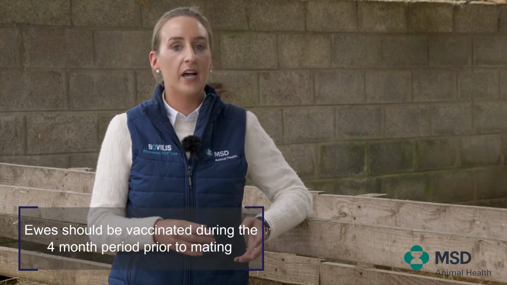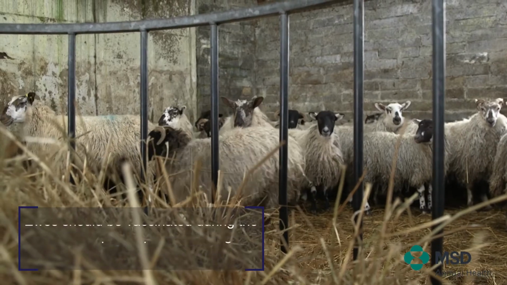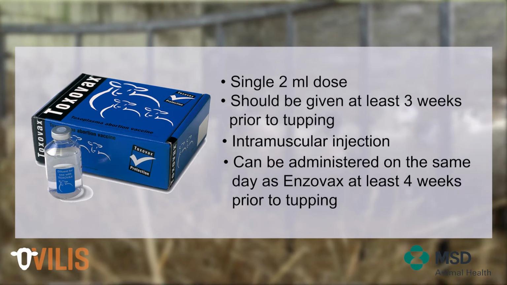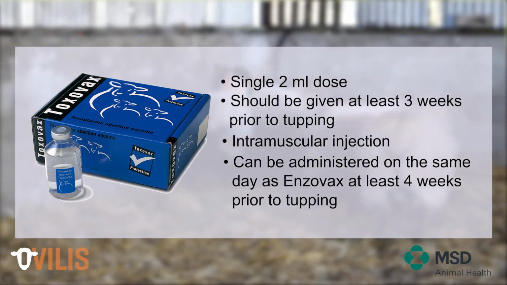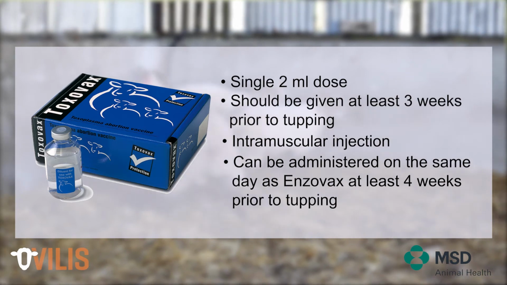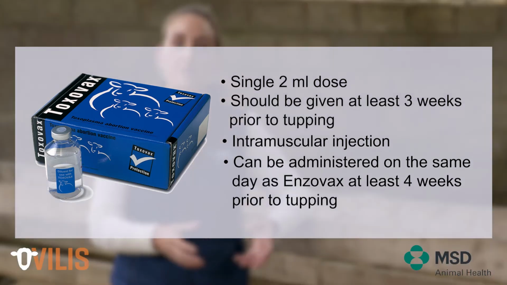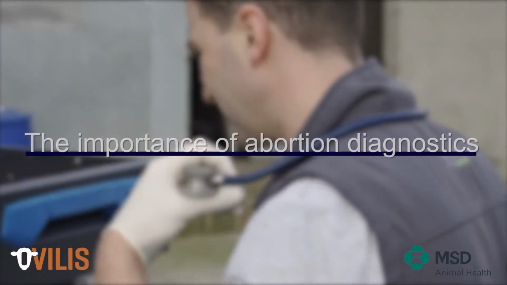The vaccine for toxoplasmosis is a live vaccine. It's administered to all the breeding females in the flock in the first year, and then the replacements thereafter. It's a 2 ml dose given into the muscle. This vaccine should be given at least 3 weeks prior to tupping. If you're using this vaccine along with the enzootic abortion vaccine, the two vaccines can be given together on the same day and administered at least 4 weeks prior to tupping.